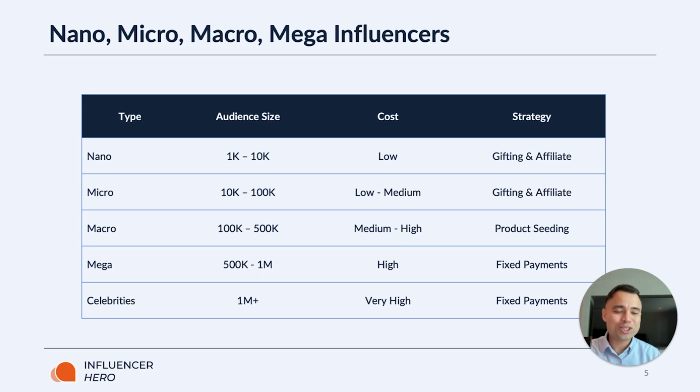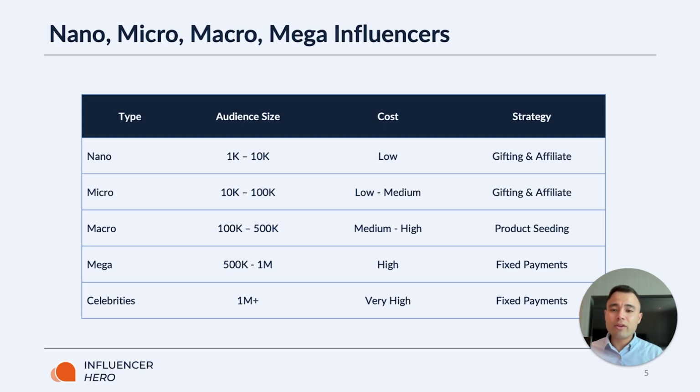Now the ROI question will be covered more in depth throughout the research report because I cannot answer that in one sentence. But in terms of strategy, for micros and nanos, we recommend gifting and affiliate, right? So remember what we discussed in the first session, right? With gifting and affiliate, you want to determine the data before you allocate large budgets, right?